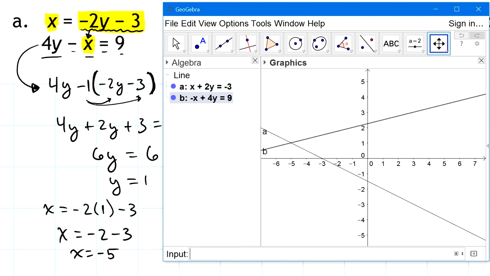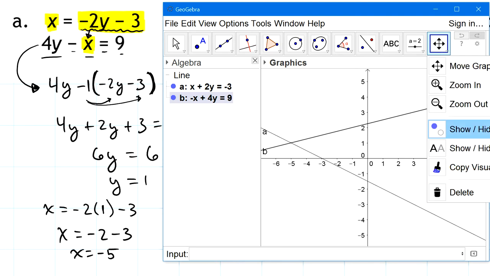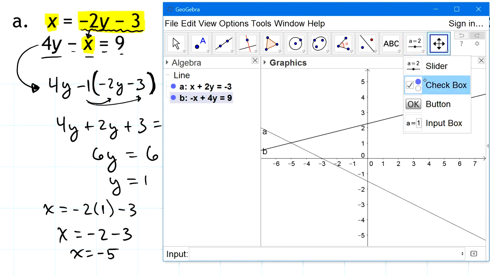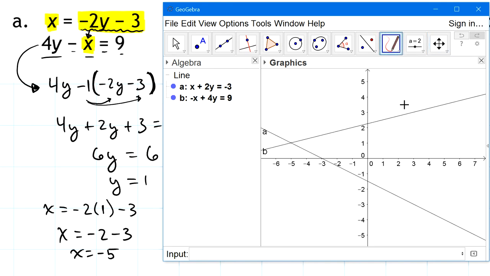And you can see when I graph it, there it is, right? The point that I think was the solution. I think there's supposed to be a pen. There we go. So you can see that point is x is negative 5 and y is 1, and that's exactly what we thought it should be. So right here is our solution, and that is the point where x is negative 5 and y is positive 1.